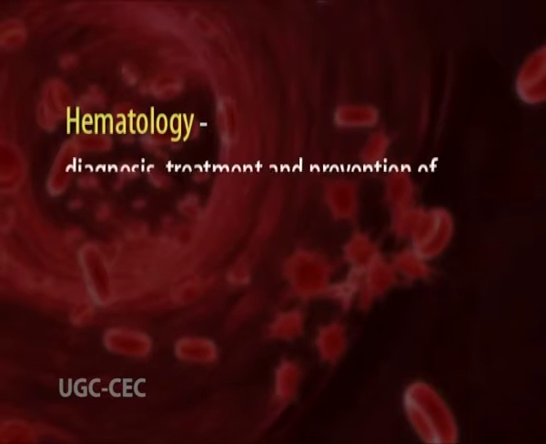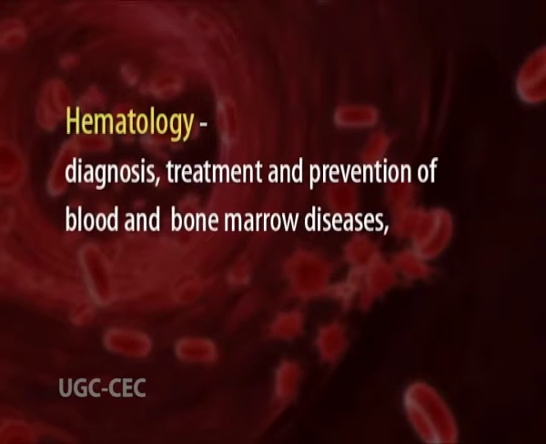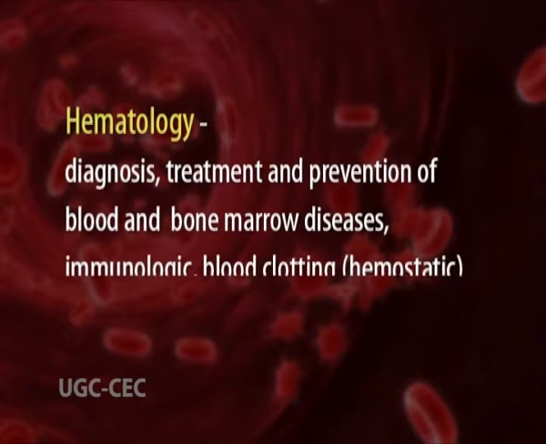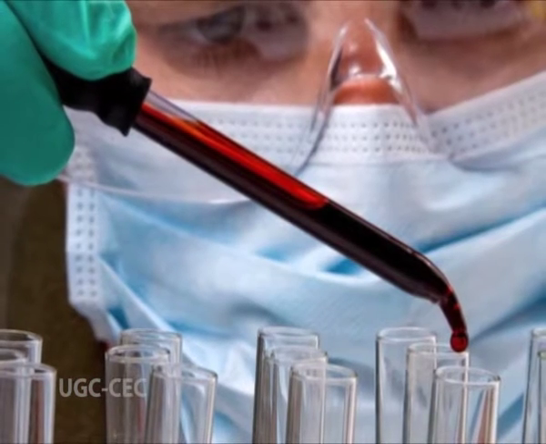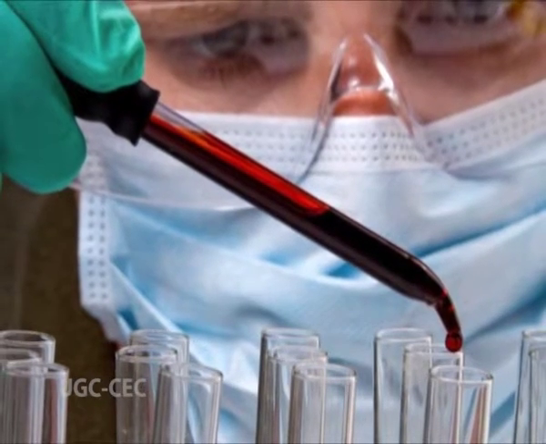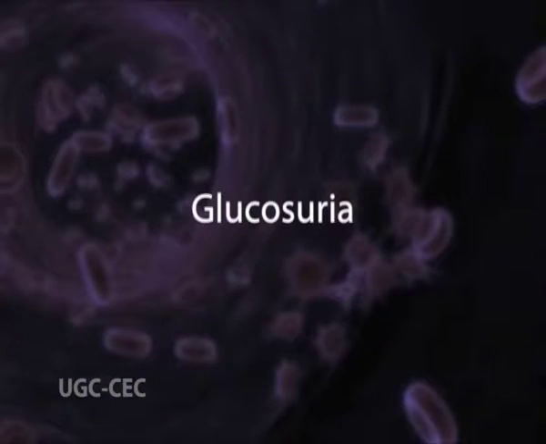The term hematology refers to the diagnosis, treatment and prevention of blood and bone marrow diseases, as well as immunologic, blood clotting and vascular systems. A doctor who specializes in hematology is called a hematologist. Now let us see some of the disorders and diseases associated with blood components.